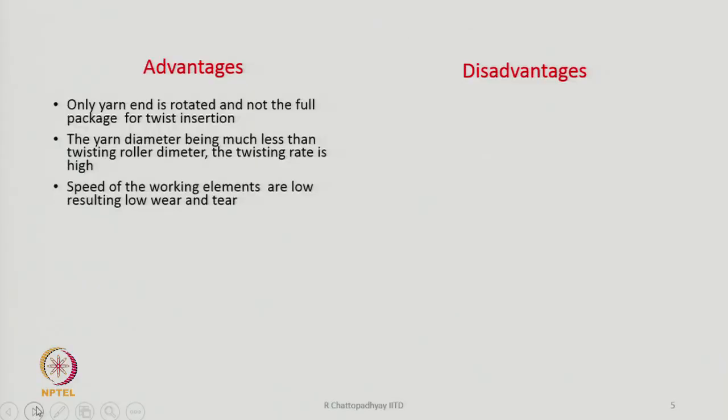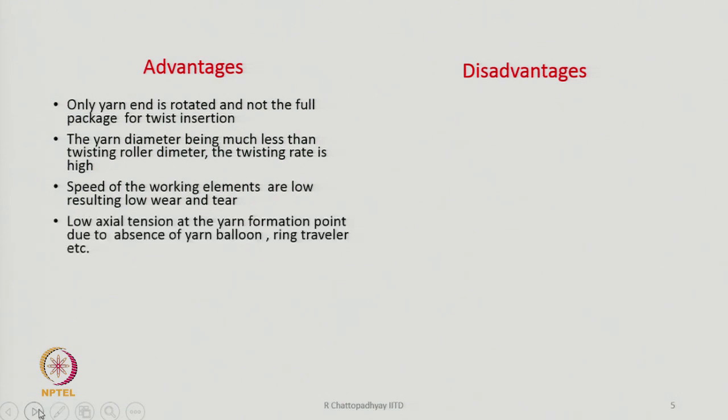Speed of the working elements is very low, resulting in less wear and tear, because the twisting roller, if you see, we will see the speed of this is much less in comparison to the speed of the spindle, or the speed of the rotor in the case of rotor spinning, or the ring spinning spindle. In comparison to both of them, the speed of the twisting element in this case, which is a twisting roller, is much less. So, wear and tear also will be much less.